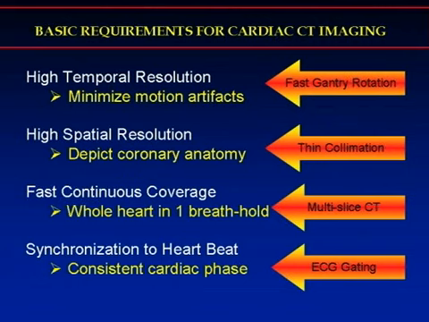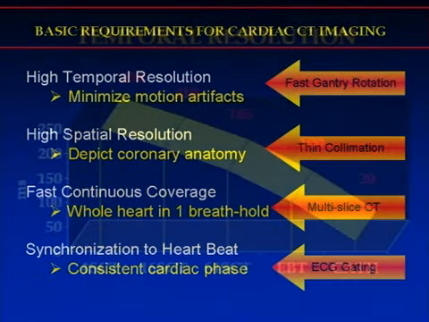Well, we need to have high temporal resolution in order to minimize motion artifacts, and we achieve that by using fast gantry rotation. We need to have high spatial resolution so that we can depict the coronary anatomy, and we achieve that with thin collimation. We need to have fast continuous coverage so that we can image the whole heart in one comfortable patient breath hold, and we achieve that with the use of multi-slice CT. And we also need to have the ability to synchronize to the heartbeat so we can image during a consistent cardiac phase, and we achieve that using ECG gating.